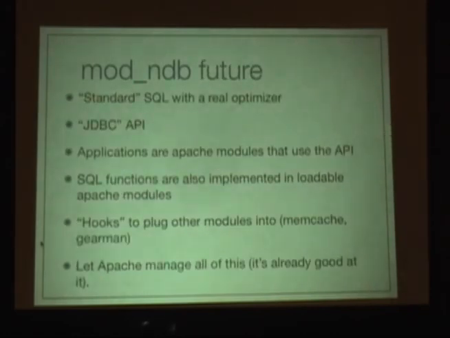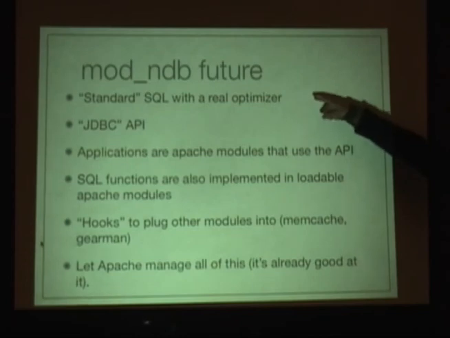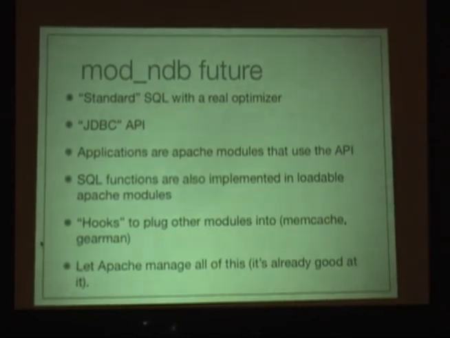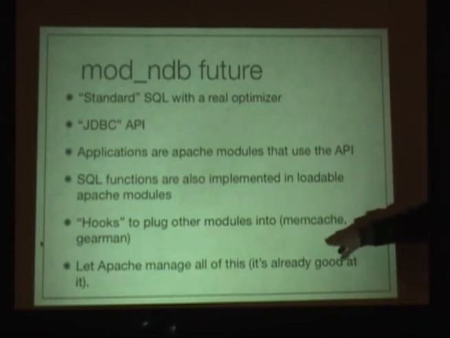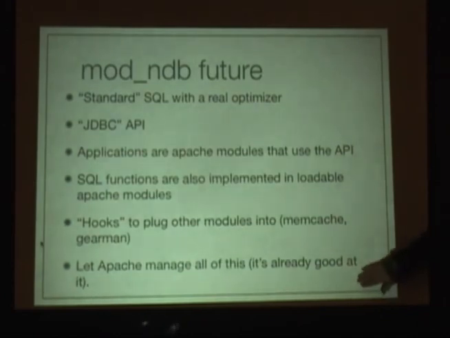So I think the future here is standard SQL, a real optimizer, a JDBC-looking API. Applications could be Apache modules that use the API. SQL functions are also implemented as loadable Apache modules. Hooks and other modules like Memcache. And then let Apache manage all of this already, because Apache can load modules, unload modules, give you filters.